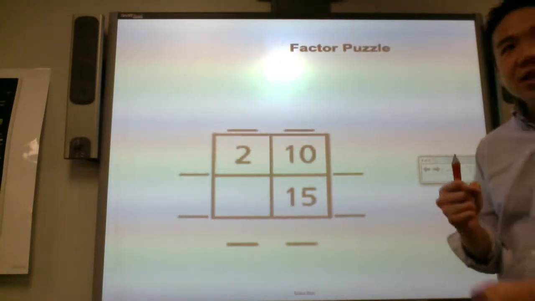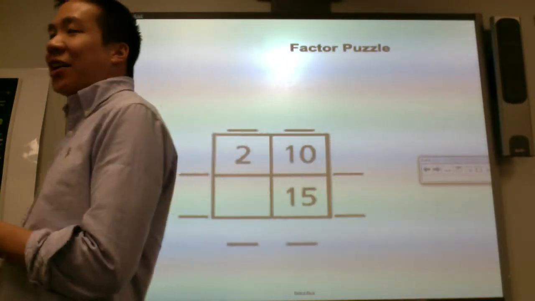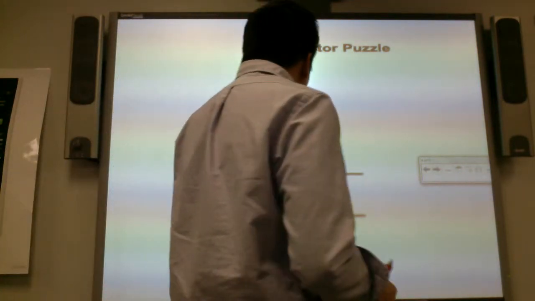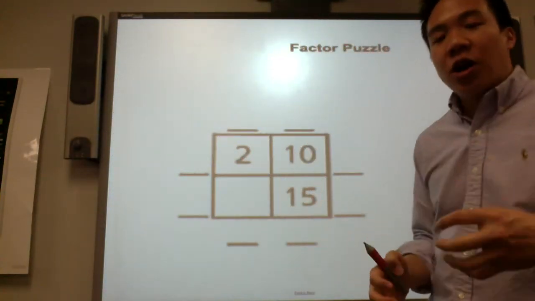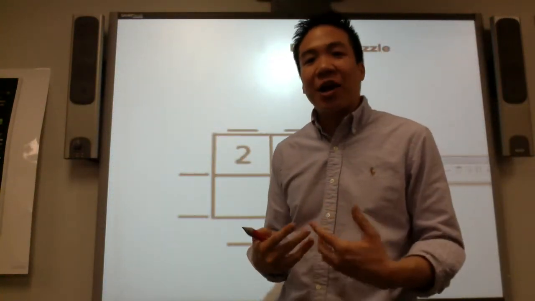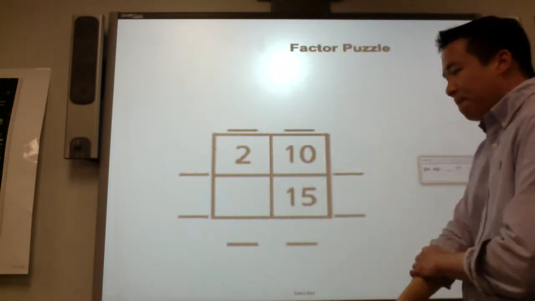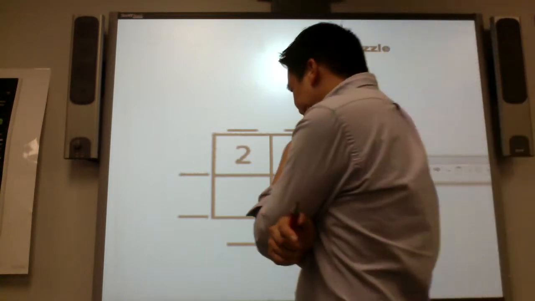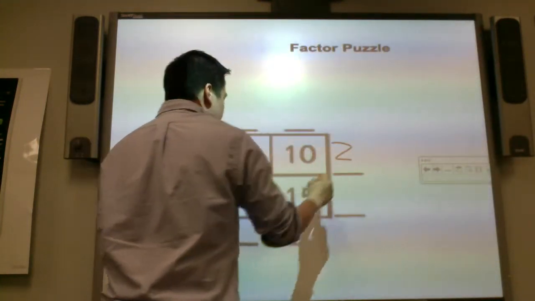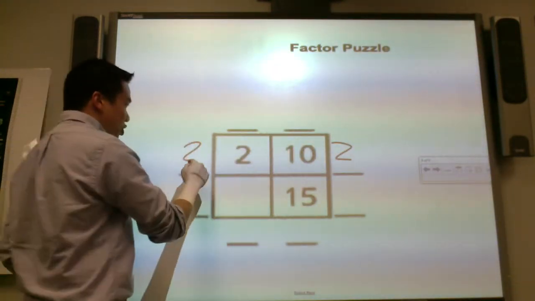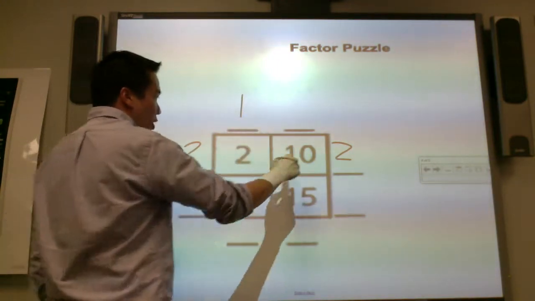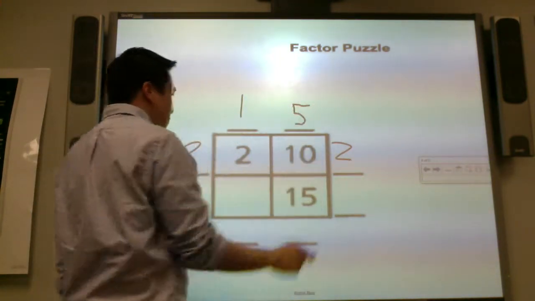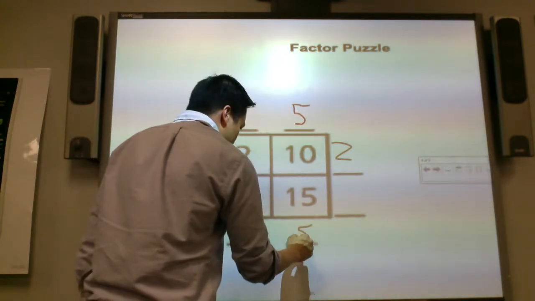So before we go, let's talk about the factor puzzle. What do you know about the factor puzzle? In our next lesson, we're going to learn how to factor things out. So we have 2 and 10. What factor goes into 2 and 10? 2. And what are the factors of 2? 2 times 1. What are the factors of 10? 2 times 5.